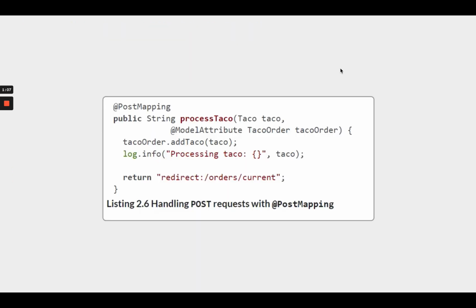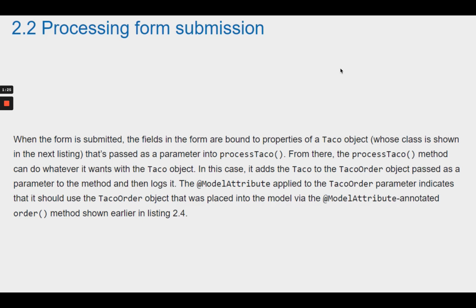As applied to the processTaco method, @PostMapping coordinates with the class-level @RequestMapping to indicate that processTaco should handle POST requests for /design. This is precisely what you need to process a taco artist's submitted creations. When the form is submitted, the fields in the form are bound to properties of a Taco object, whose class is shown in the next listing, that's passed as a parameter into processTaco. From there, the processTaco method can do whatever it wants with the Taco object.